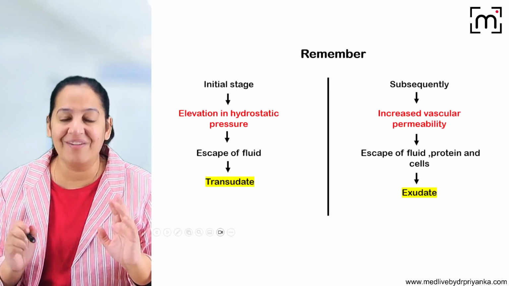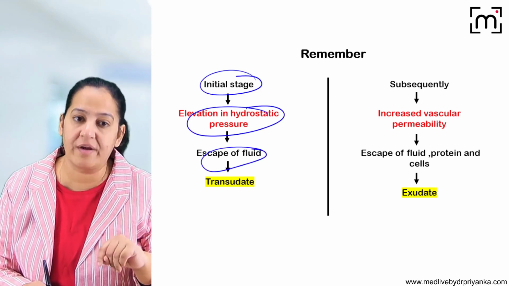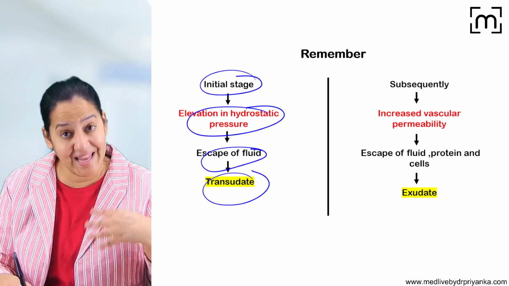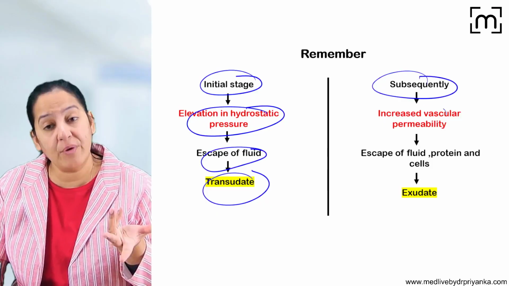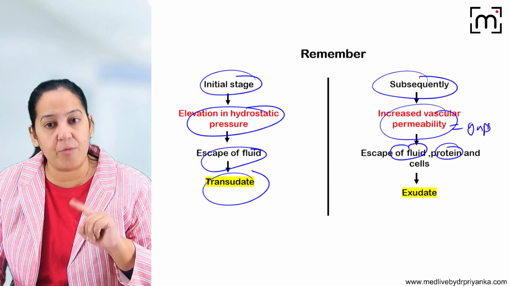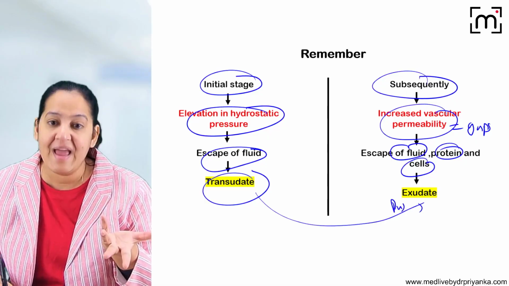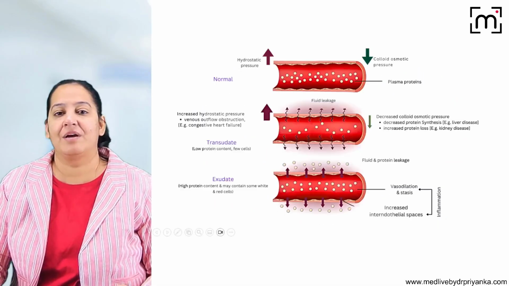So what we have learned? Initially, due to increased hydrostatic pressure, only fluid comes out. That is transudate edema. Later on, due to increased vascular permeability, that is creation of gaps, along with fluid, the protein and cell also come out. So basically, this edema gets converted into pus, and pus edema is known as exudate. How many of you got it?